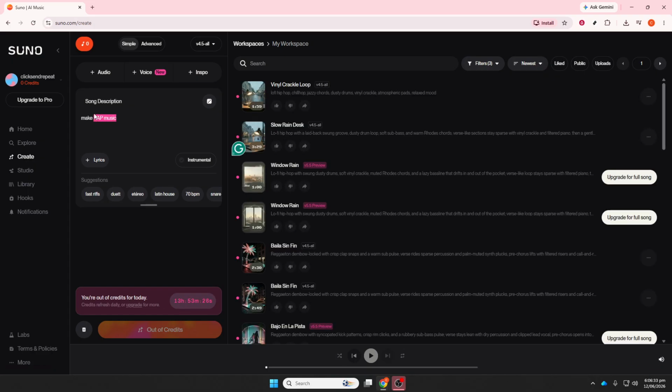Next, turn on custom mode. This is important because it gives you more control over the final result. Horror music depends heavily on atmosphere, tension, and specific sound choices, so having that extra control makes it much easier to guide Suno towards something cinematic and unsettling instead of something too generic.